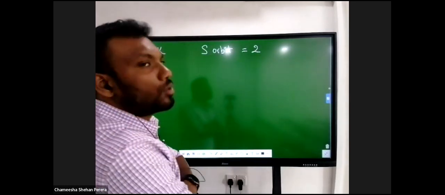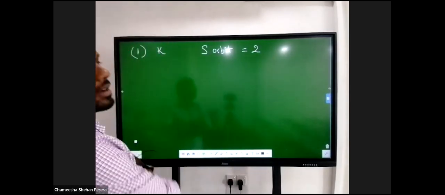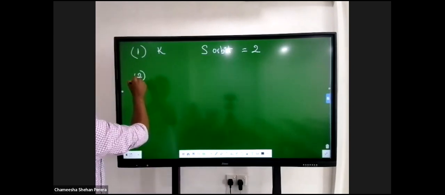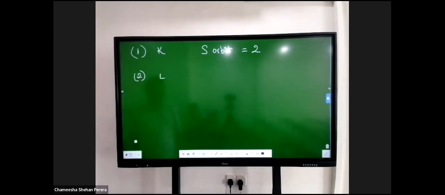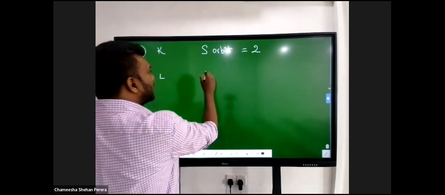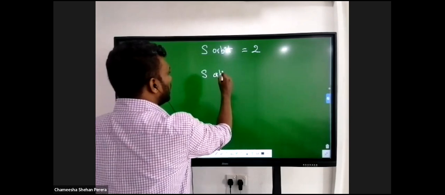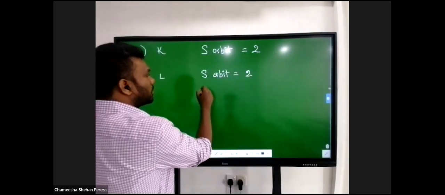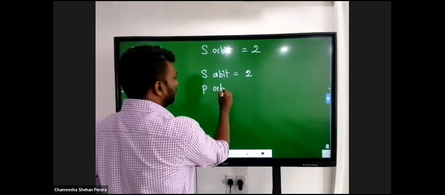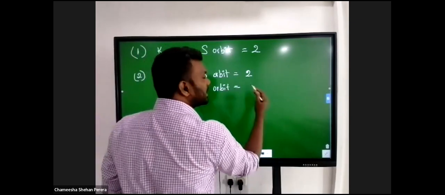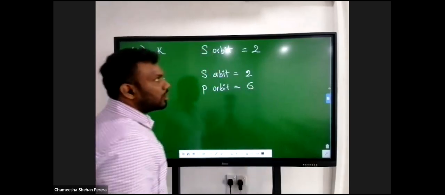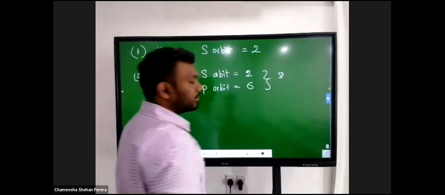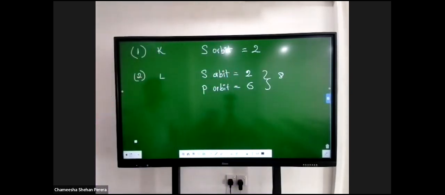So the first energy level has only an s orbit, so it has a maximum of two electrons. Okay, and when you talk about the second energy level, which is called L, the second main energy level, it actually has an s orbit, so you know two electrons could be inserted, and it also has a p sub orbit which could have six electrons. So all together in the second energy level you could have eight electrons.